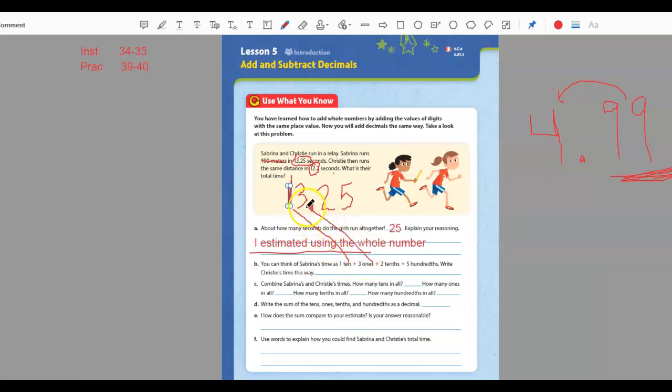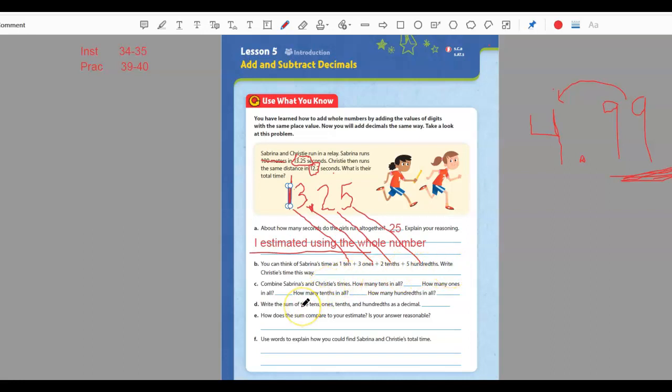She had 3 ones, which is right there. She had 2 tenths, which is right there. And she had 5 hundredths, which is right there. Now they want you to do the same thing on Christy's time. Divide it up just like they showed you here as an example. So get that in there.